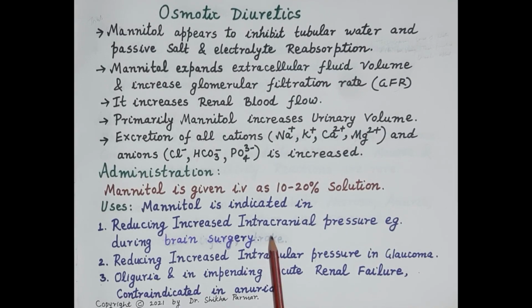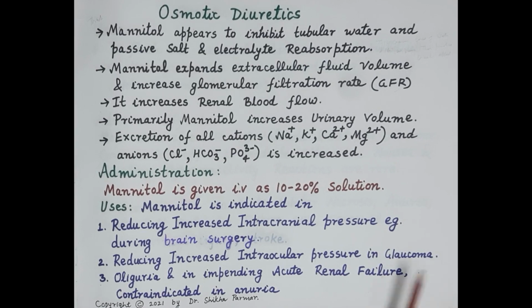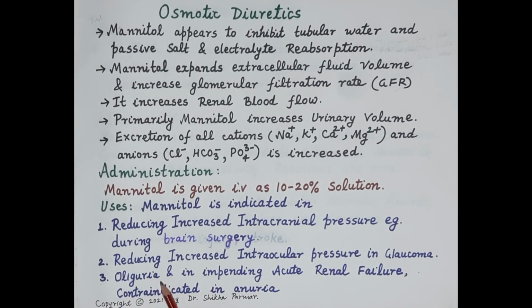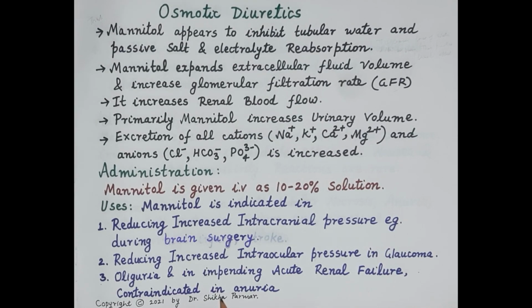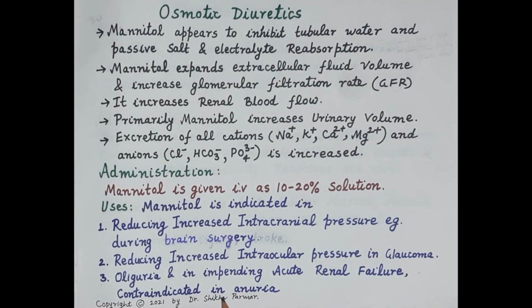Now, uses: mannitol is indicated in reducing intracranial pressure. By the osmotic action, it induces movement of water from the brain parenchyma, and therefore it is useful during brain surgery. It is useful in reducing increased intraocular pressure in glaucoma. It is also useful in oliguria, that is when abnormally small amounts of urine are produced by the kidneys, and also in impending acute renal failure. However, mannitol is contraindicated in anuria, that is when kidney stops producing urine.